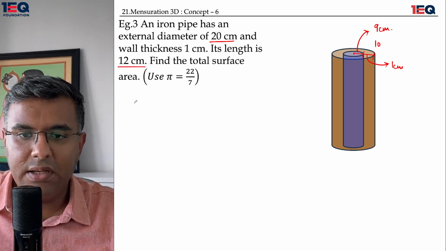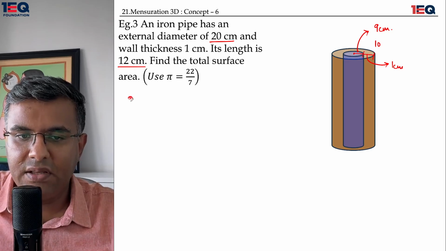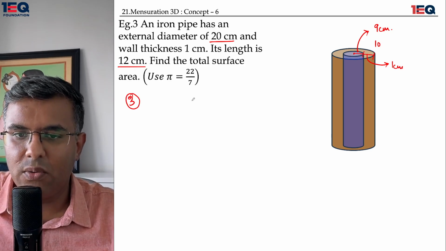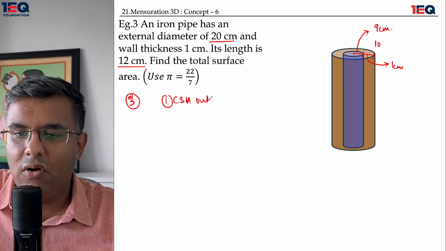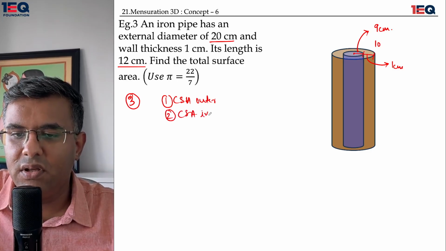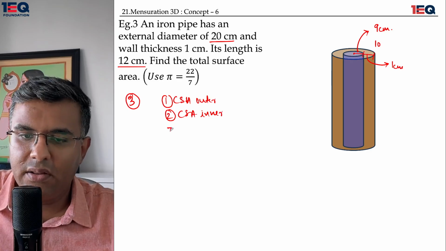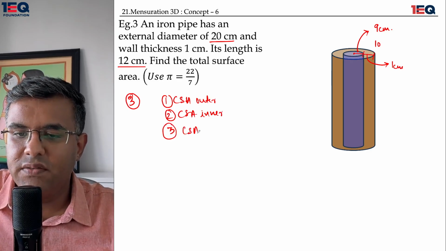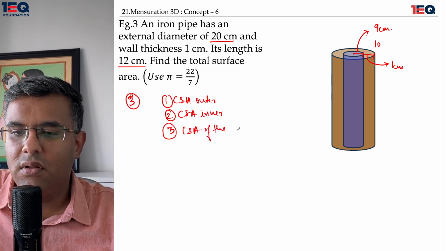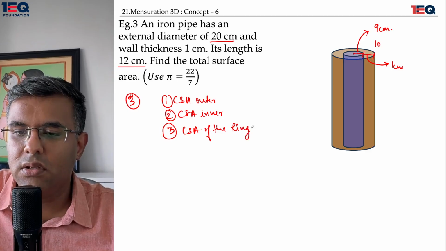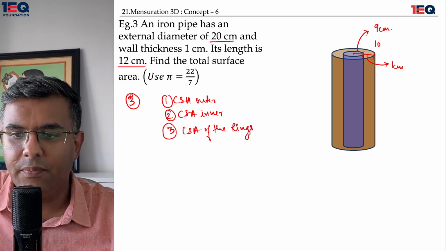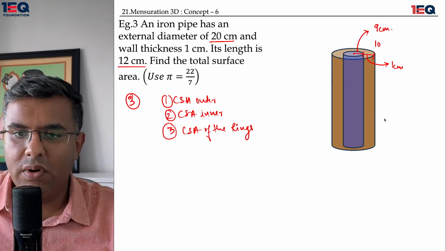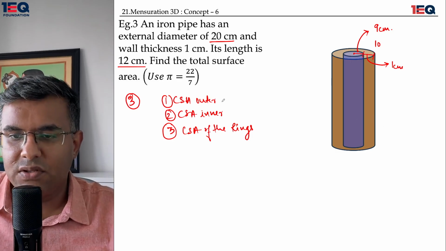In this particular scene, we would have a set of 3 surface areas which we need to find out. First of all, being the curved surface area of the outer side, second one being the curved surface area of the inner side, and the third one being the curved surface area of the rings, right? How would that be computed? Let's first talk about the outer side.